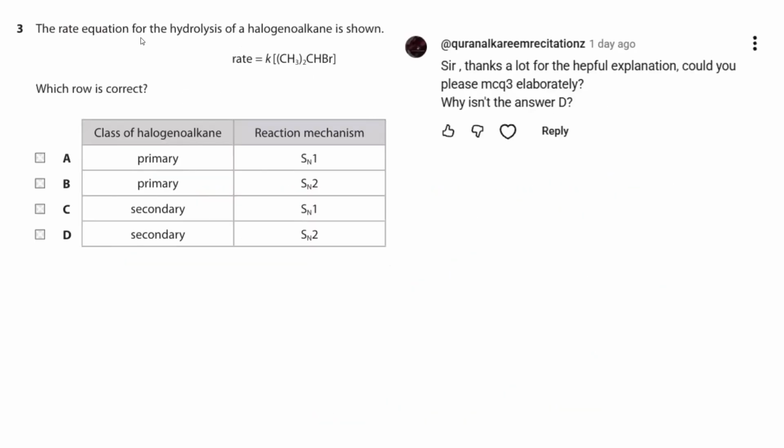Now we'll get back to our question. The question is, why is the answer not D? The reason is that it is SN2. Can it be SN2? No, it can't be SN2, because you can see only one reactant is there. So it has to be the SN1 mechanism. And what is this, primary or secondary? If I draw this, the halogen atom is attached to a carbon atom. That carbon atom is attached to 2 CH3 groups. 2 CH3 groups means it's secondary. The class of halogenoalkane is secondary and it is the SN1 mechanism. That's why our answer is C.